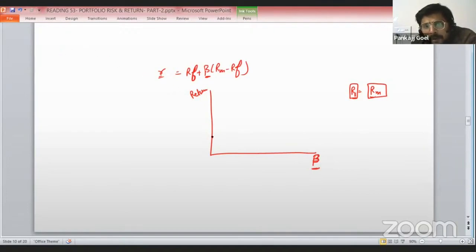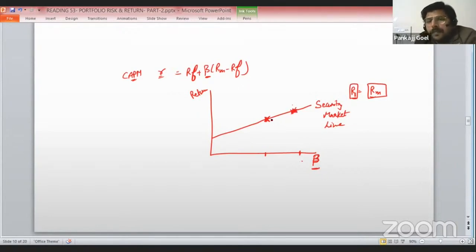So if I plot this CAPM on a graph, my line would be this. This line is called the security market line, SML. It means if beta is this much, this much return is expected. Logically think, if beta is higher, it means risk is higher. If risk is higher, your expectation for the return would be higher. So you can see it is going up and up and up. I hope this point is clear to everyone.